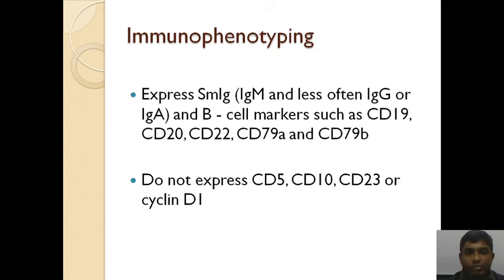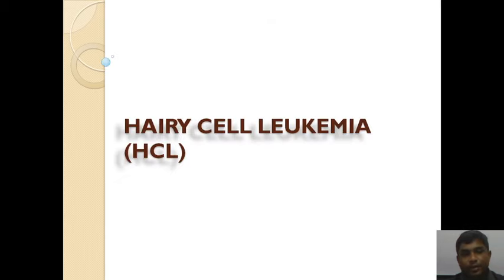So the immunophenotype: they express surface immunoglobulins and B cell markers like CD19, CD20, CD22, CD79a, etc. And they are negative for CD5, CD10, CD23 or cyclin D1. So we can differentiate it from CLL, mantle cell lymphoma, lymphoplasmacytic lymphoma, etc.